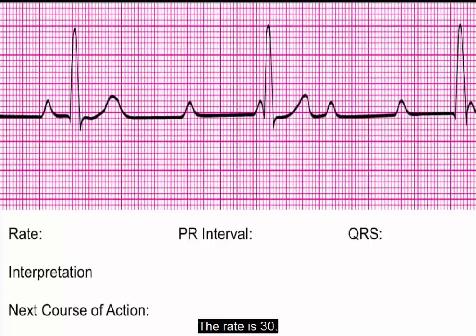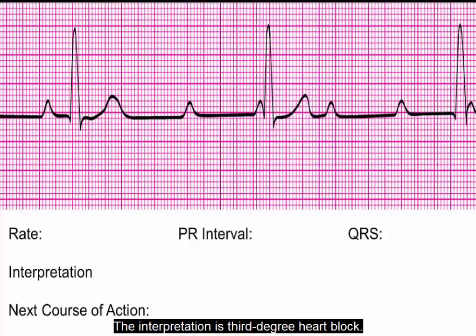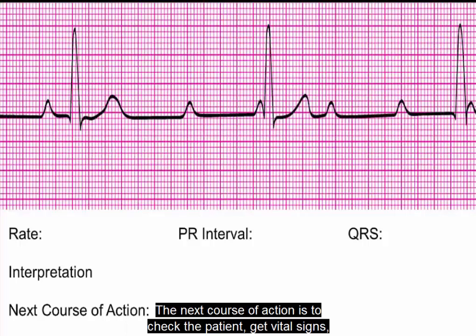The rate is 30. The PR interval is unable to be determined. The QRS is 0.16. The interpretation is third-degree heart block. The next course of action is to check the patient, get vital signs, notify the physician immediately, and prepare to pace the patient.